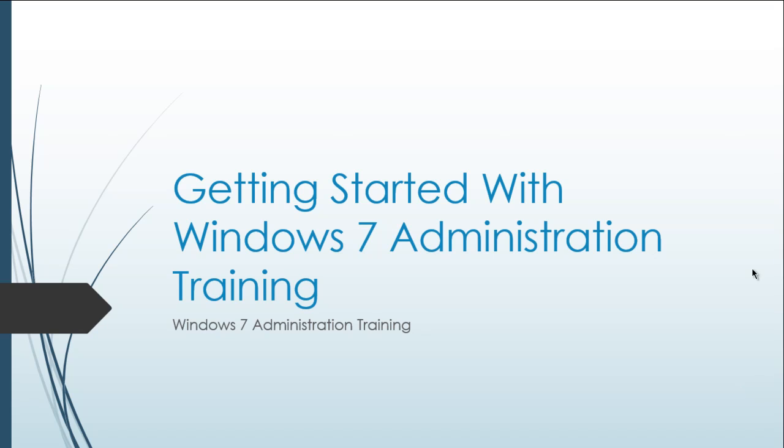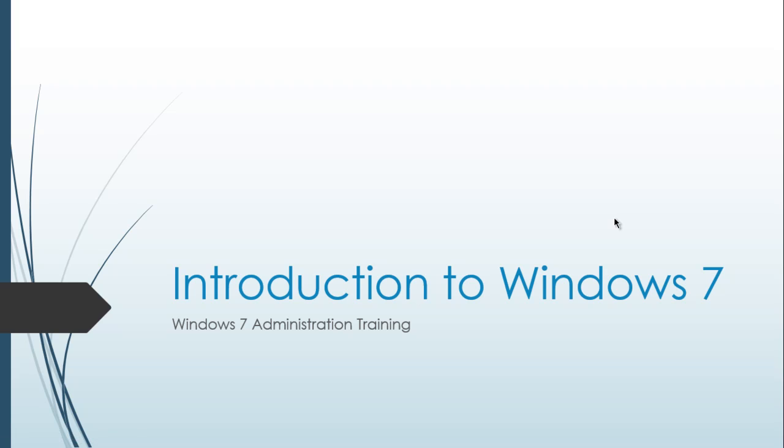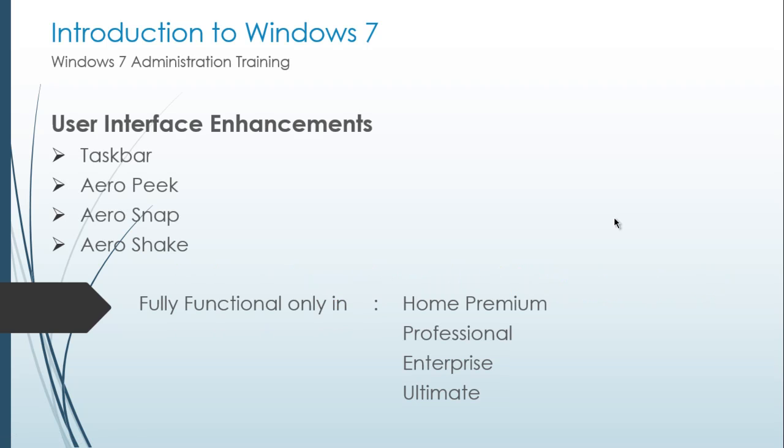We'll begin this course by looking at the introduction to Windows 7. In this chapter, we'll see some of the user interface enhancements in the new Windows 7. We'll look at taskbar, Aero Peek, Aero Snap, Aero Shake.